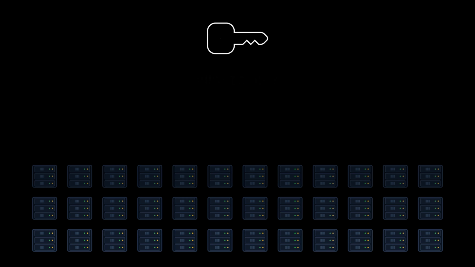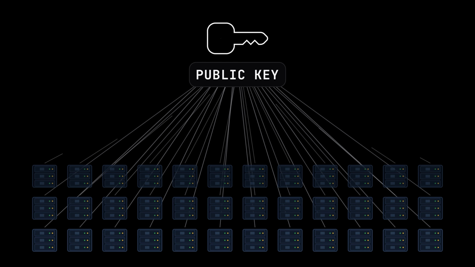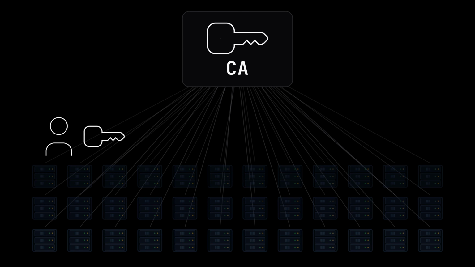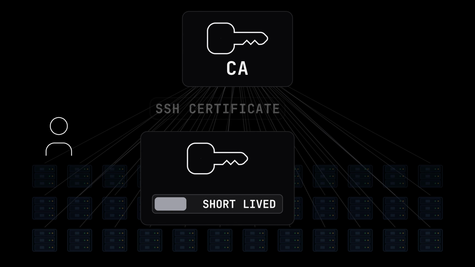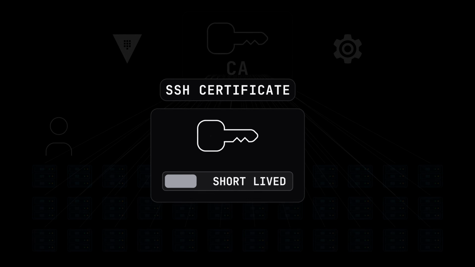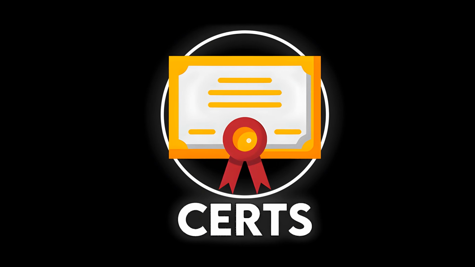Instead, all of the servers are configured to trust a single public key, and that's the public key of your internal certificate authority. So when an engineer needs access, the certificate authority signs their public key and issues a short-lived SSH certificate for them. This is what identity tools like HashiCorp Vault and Teleport do under the hood. And to understand this, we need to understand digital certificates.